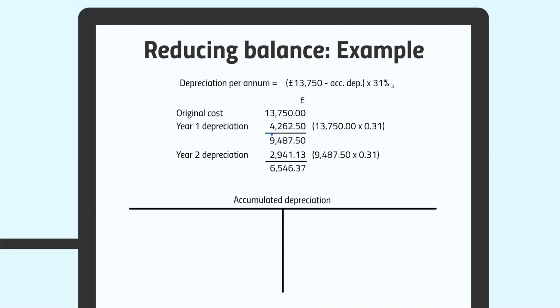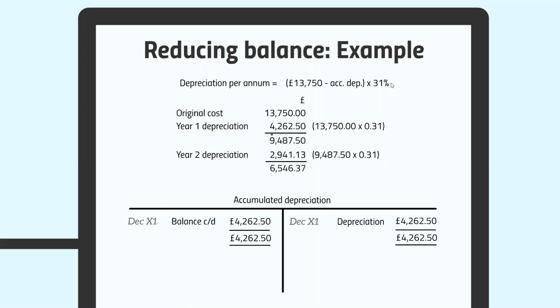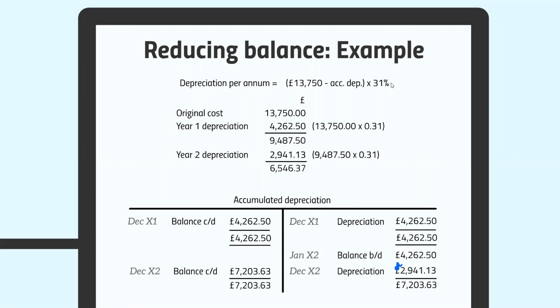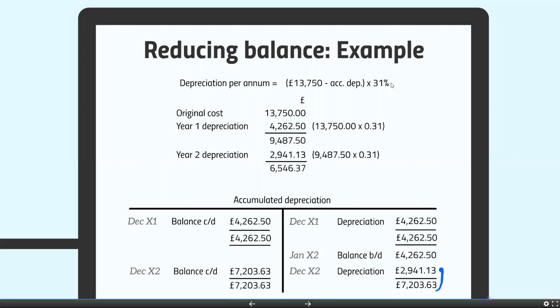So how would we account for this? Well, essentially the process is exactly the same as with the straight line method, okay? So we would need to credit accumulated depreciation, which is an account that builds up our depreciation charge over time. So in year one, we would credit this with our £4,262 depreciation charge. And then in year two, we would accumulate our year two depreciation charge. Okay, so again, we would credit £2,941, and this would give us accumulated depreciation of just over £7,000 in this accounting year.